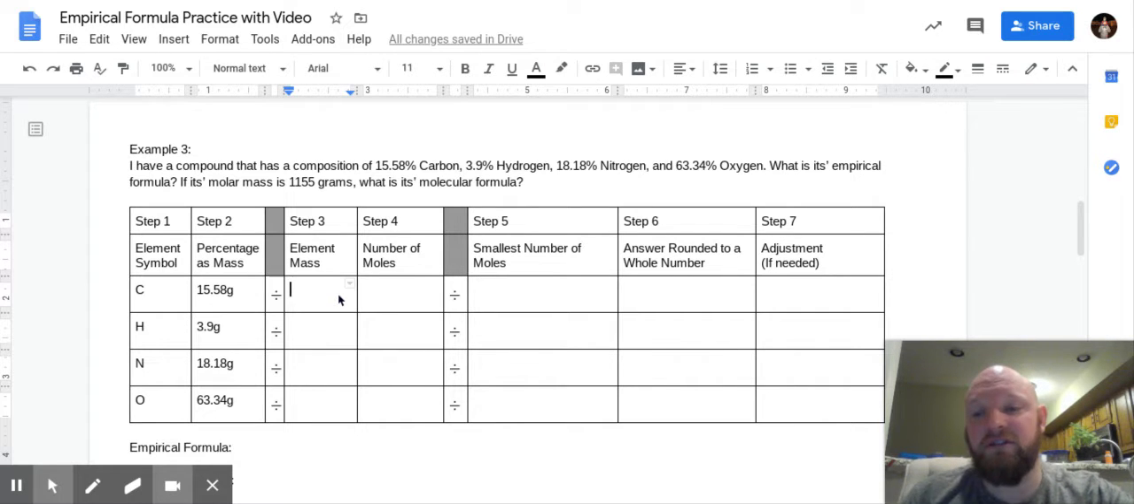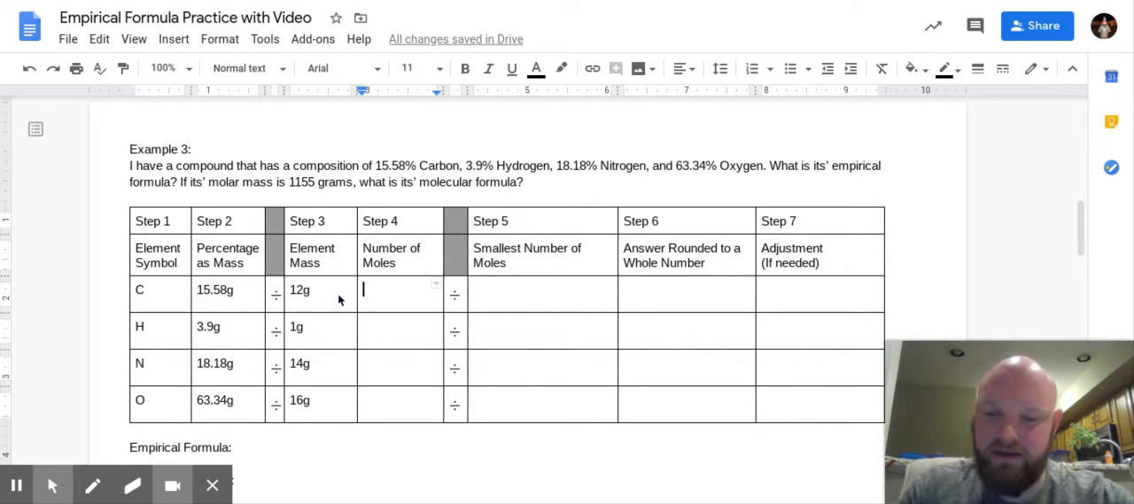Okay, so back to this. Carbon has a mass of 12 grams in the periodic table. Hydrogen has 1 gram. Nitrogen has 14 grams. And oxygen has 16 grams. Okay, so 15.58 divided by 12 is going to give me 1.298, and that's my number of moles. This one, I hope you can all do mental math and divide by 1.